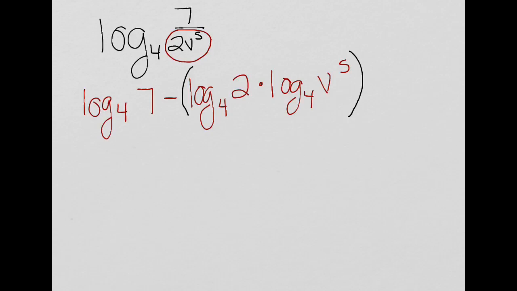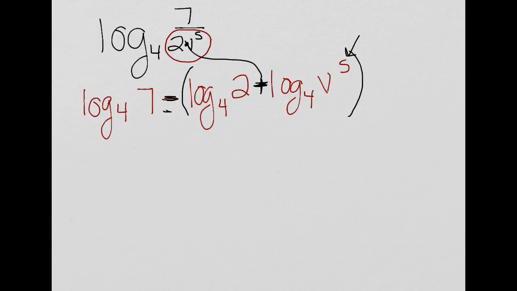So I do want to handle this power. I'm going to rewrite that with the power out front, following the power property of logs. But it's important that since we were subtracting here, it applies to, oh, and I just realized, my apologies, this multiplication here between 2 and v to the fifth needs to be a plus sign. That would be the property we were talking about. All right, there we go.